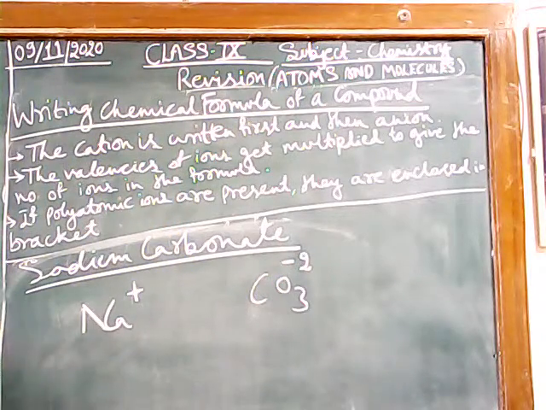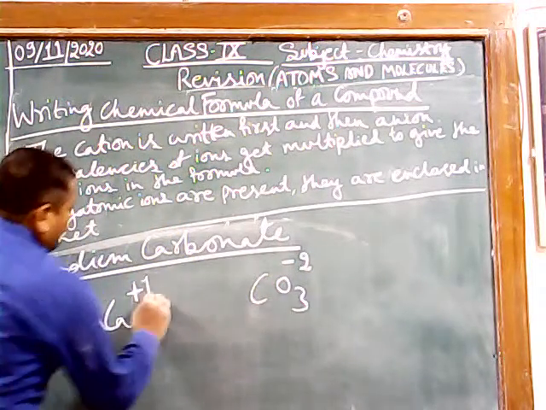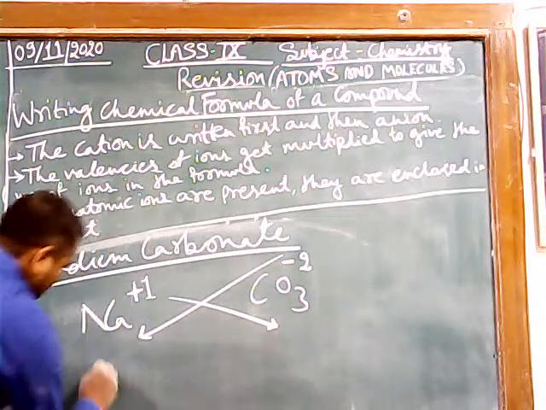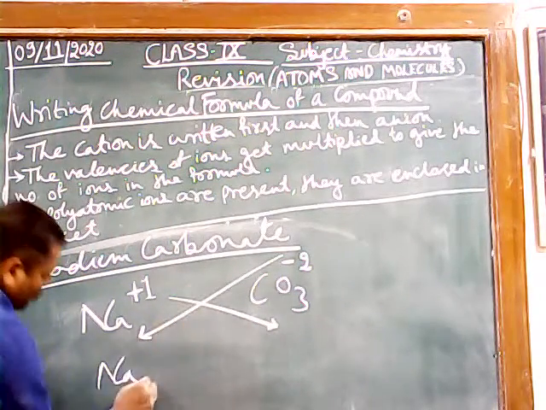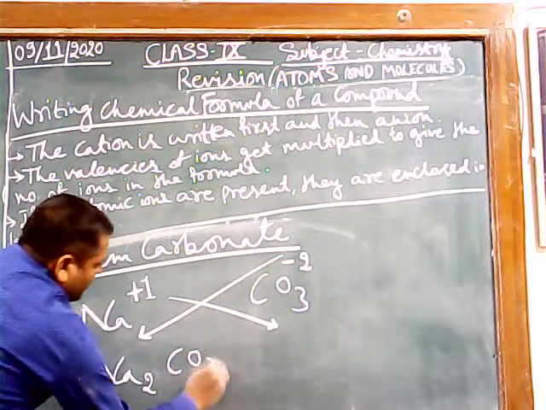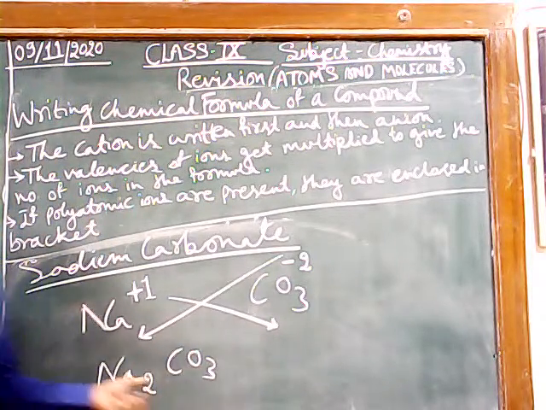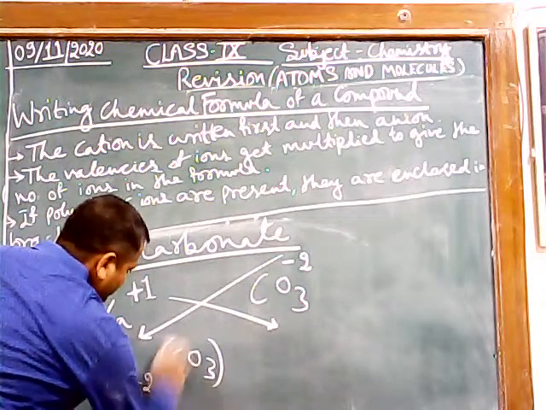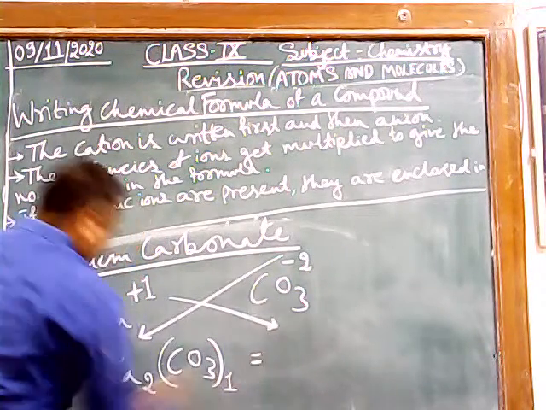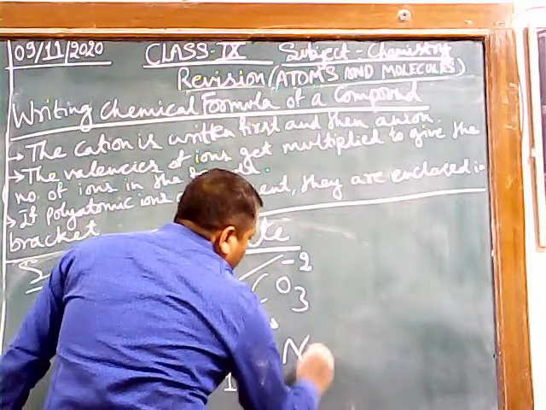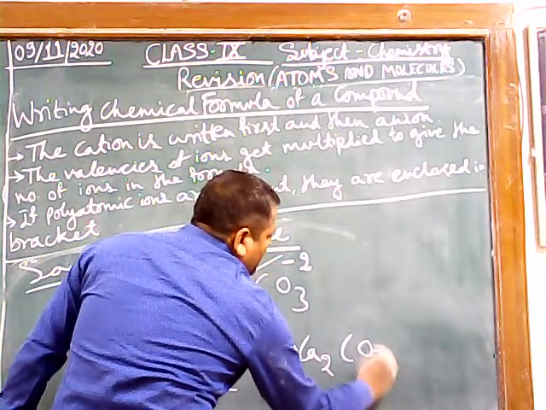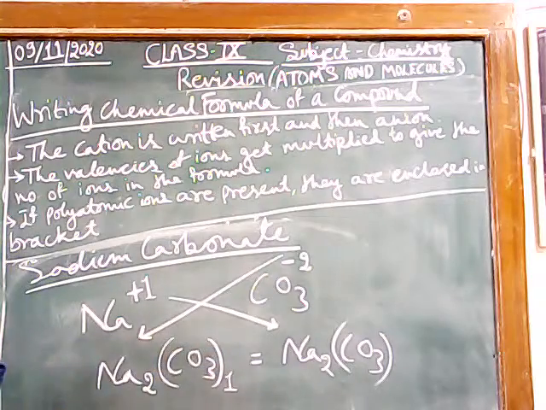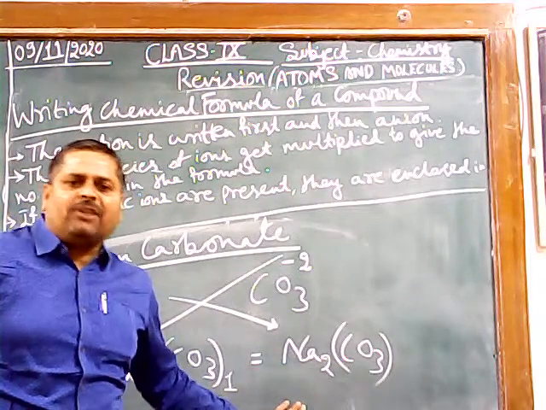So now the valencies are cross multiplied. Na2 CO3. Since CO3 is a polyatomic ion, it has to be enclosed in the bracket. So this is the formula for sodium carbonate, Na2CO3, and CO3 has to be enclosed in the bracket because it is a polyatomic ion. So we have formed the formula for sodium carbonate.